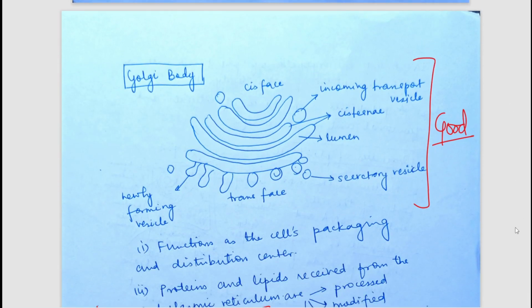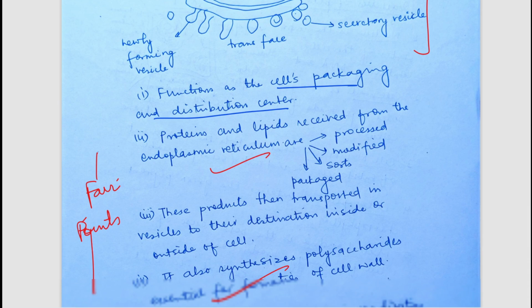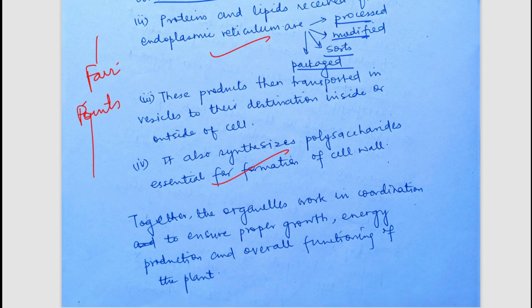And as the question was asked about Golgi body, because you have to describe a bit about Golgi body, the well drawn structure of Golgi body is represented here, and its functions have also been mentioned, that is cell packaging and distribution center. Here the proteins and lipids received from the endoplasmic reticulum are processed, modified, sorted, and packaged. So well written answer, and again appropriately concluded. So now let's move to the second question.